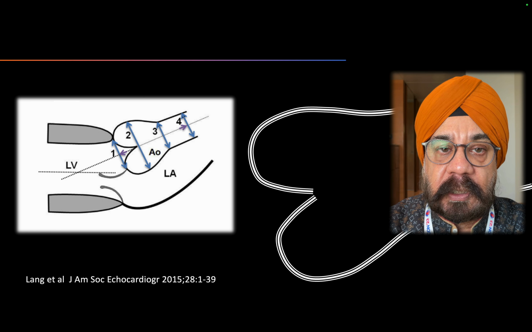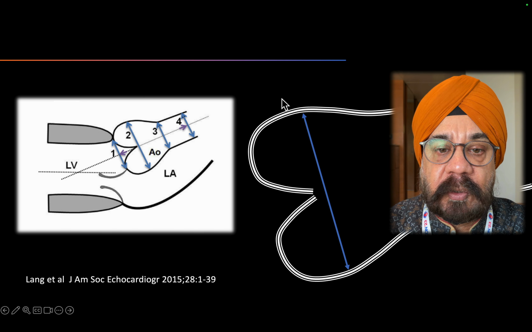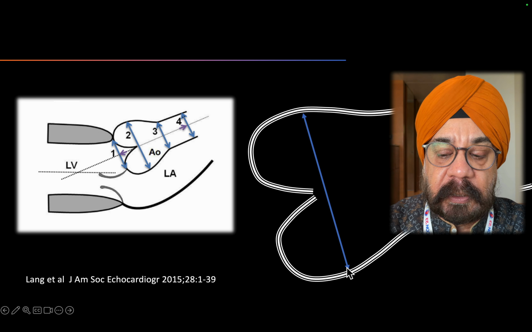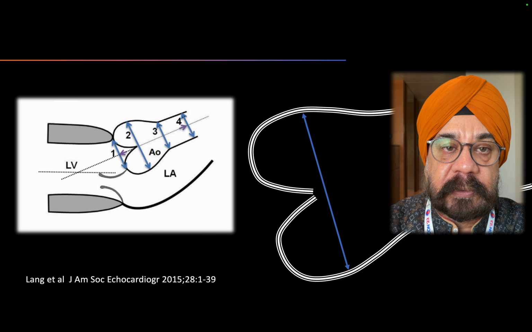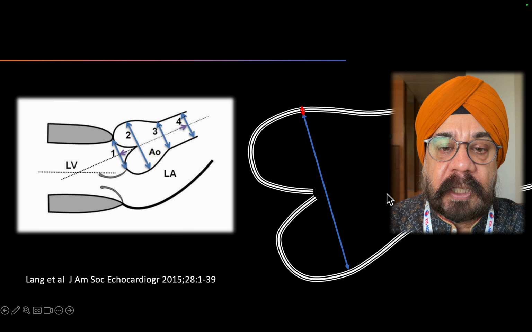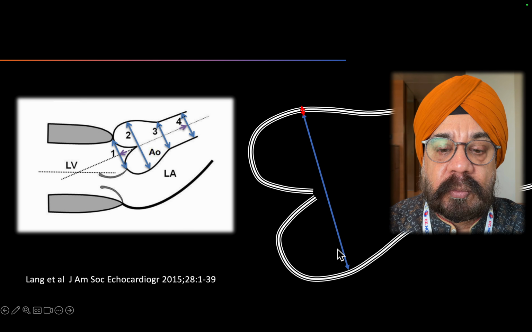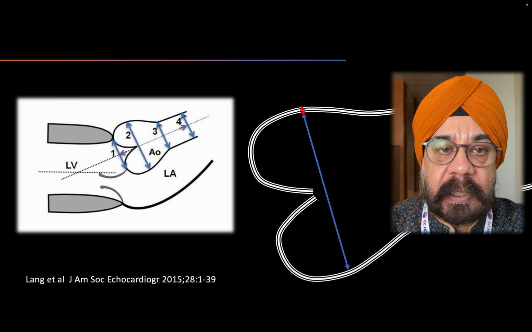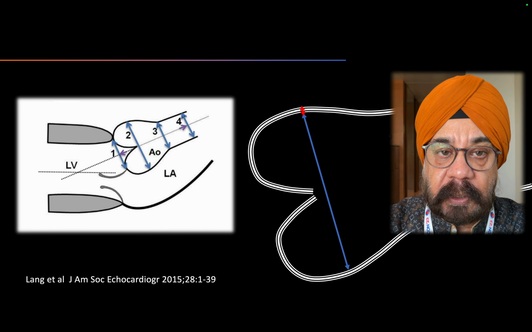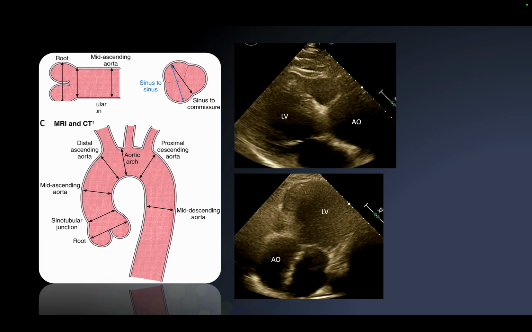And what is inner edge to inner edge? Let's say the aortic wall is this thick and you take the measurement from the inner edge to the inner edge, that is the inner edge measurement. If you take it from leading edge to leading edge, that adds about 1 to 2 millimeters to the measurement, and that I think is now the current guideline.